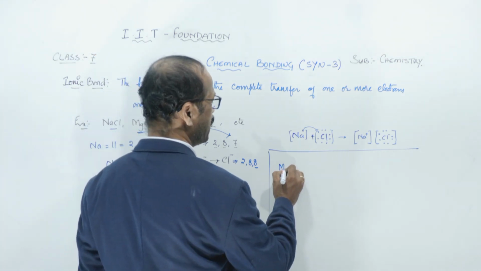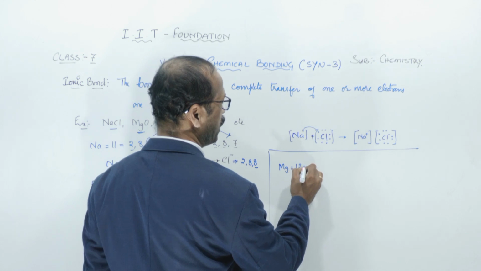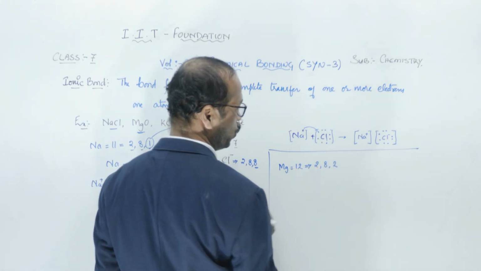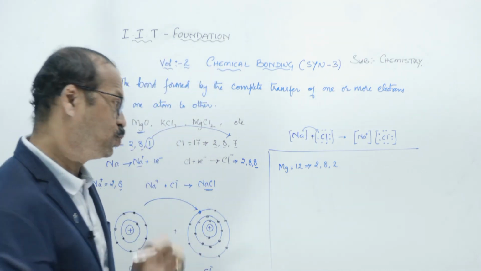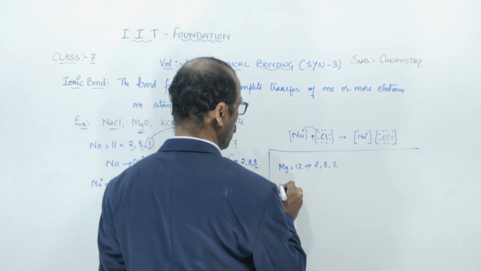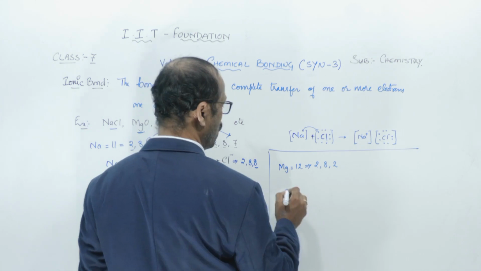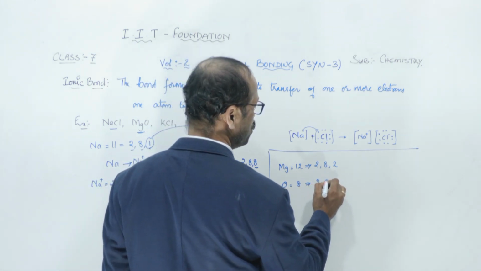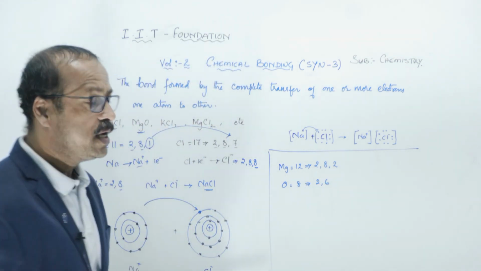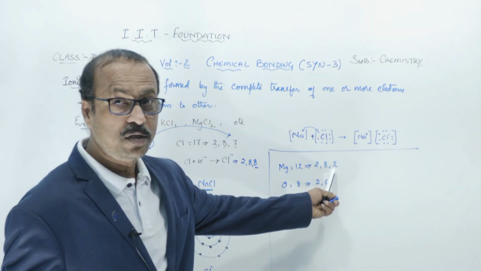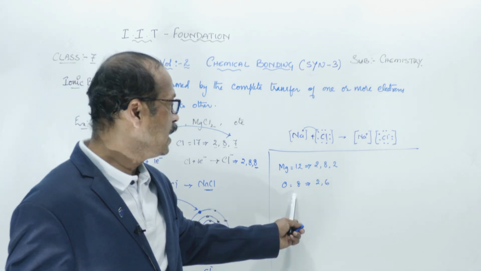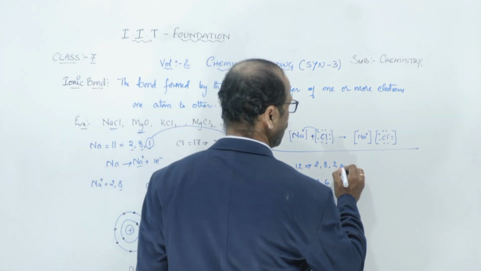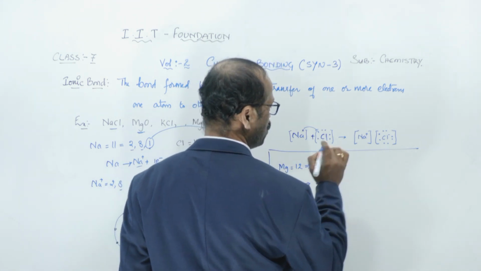So see students, here magnesium atomic number is 12. The electronic configuration we have to write is 2, 8, 2, correct? Now here you see the oxide. Oxygen atomic number is 8. Here we write the electronic configuration as 2, 6. In the valence shell, magnesium has only 2 electrons. It's not stable. And here 6 electrons are there. This is also not stable. So now what happens here? This magnesium loses 2 electrons.